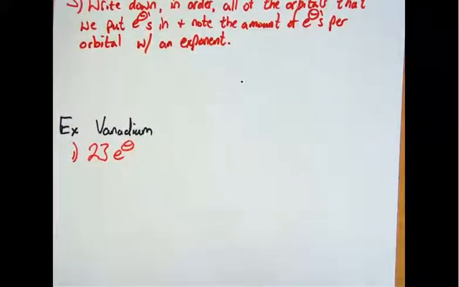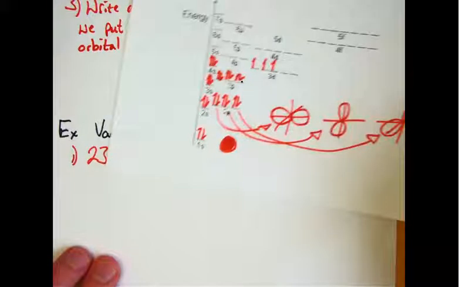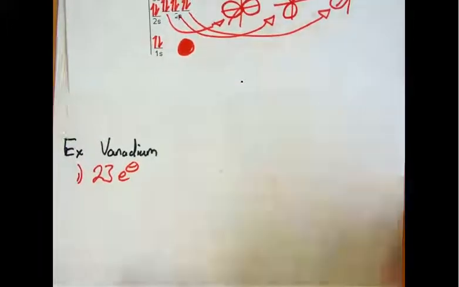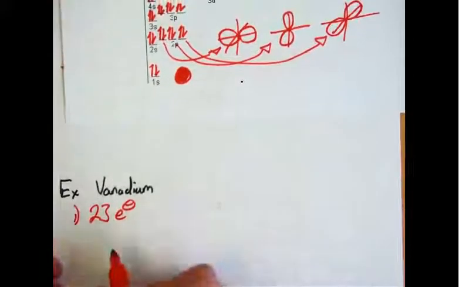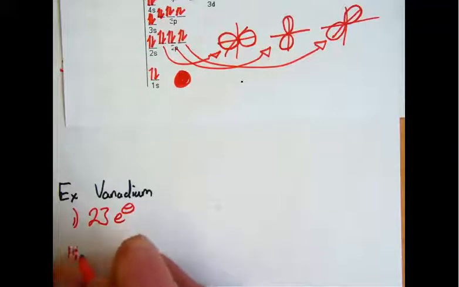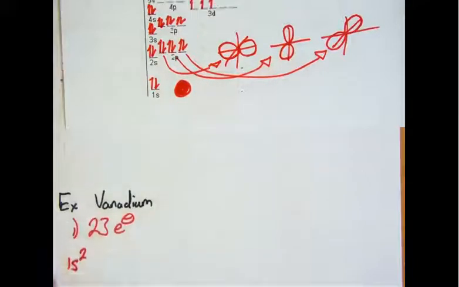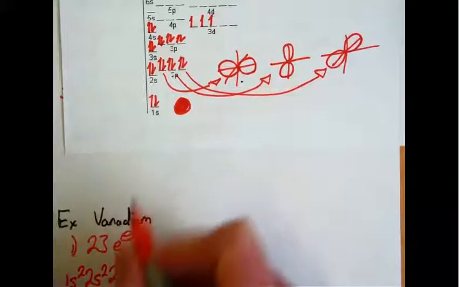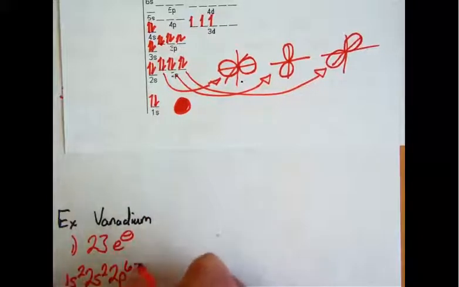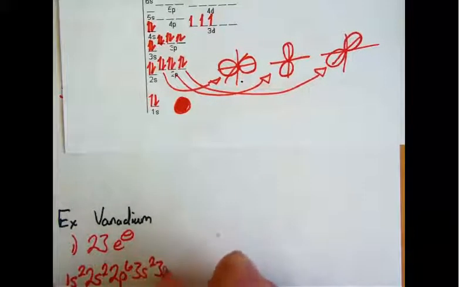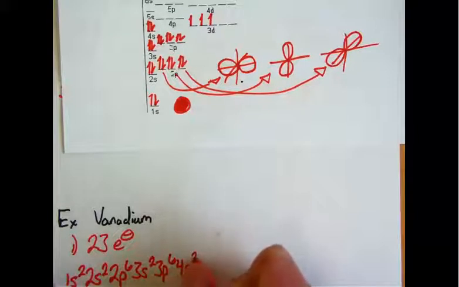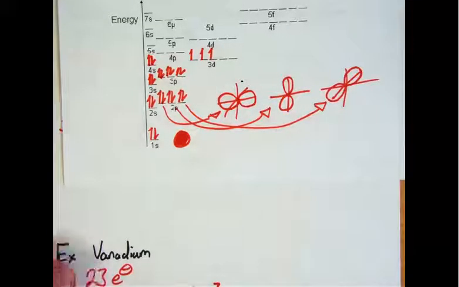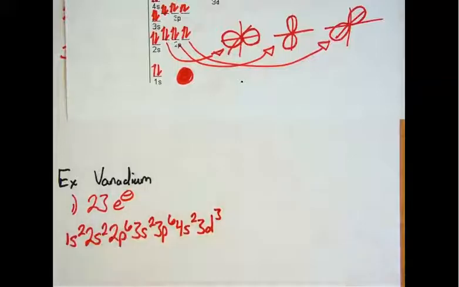For vanadium right here, here's our orbital diagram. We have 1, 2, 3, 4, 5, 6, 7 different orbitals filled in. So in order from bottom to top, we filled our 1s orbital. So we have 1s, and our exponent says that we've got 2 electrons in that orbital. Next, we've got our 2s orbital, and then we've got 2 in there. Now we've got our 2p orbital, which has 6, our 3s orbital, which has 2, 3p, 6, 4s, 2, and now our 3d, that one is not full, that one just has 3 electrons in it. And that's our electron configuration for vanadium.